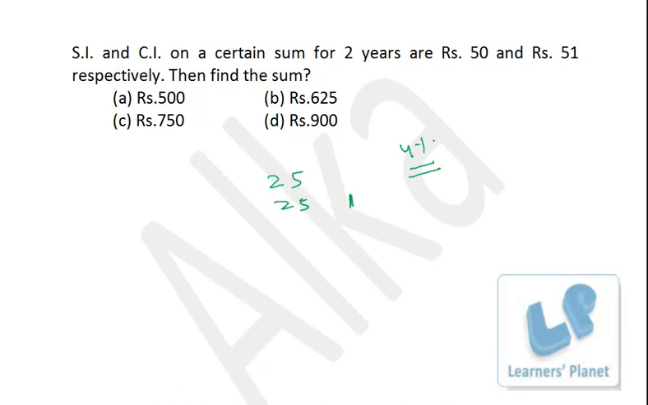That means 4% of principal is 25, right? 4% of principal is 25 rupees. So principal must be 625 rupees. Okay, so once again, you hardly need any formula.